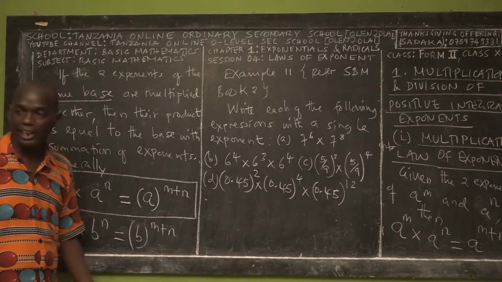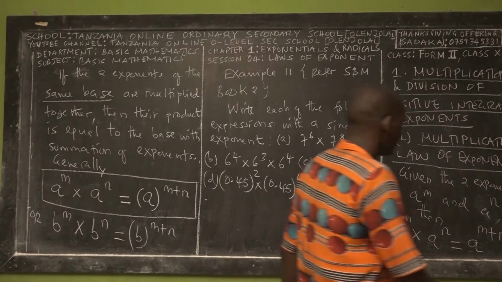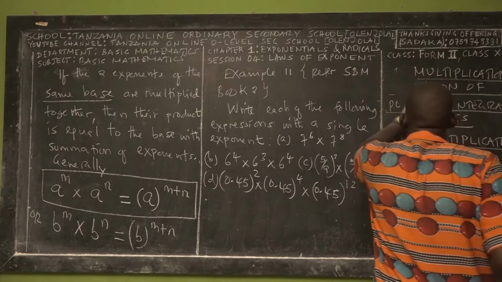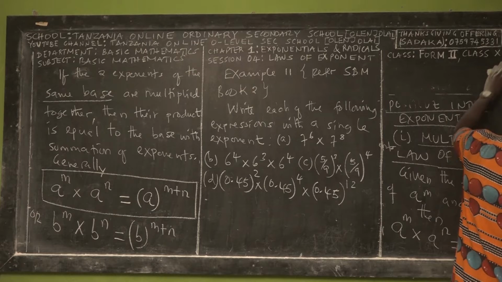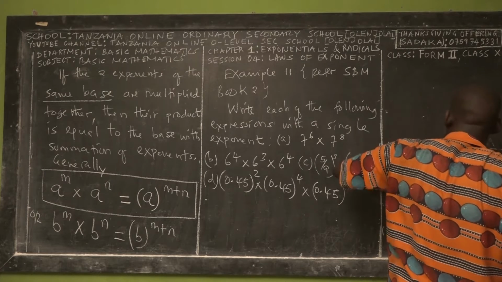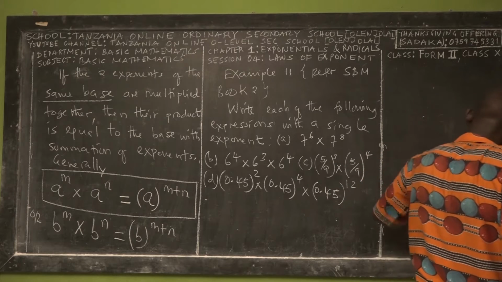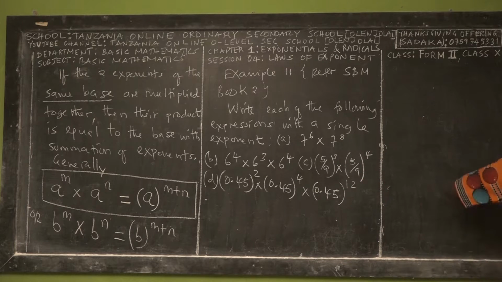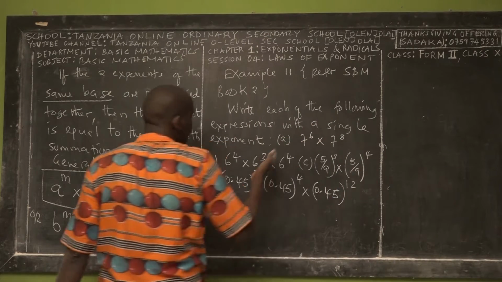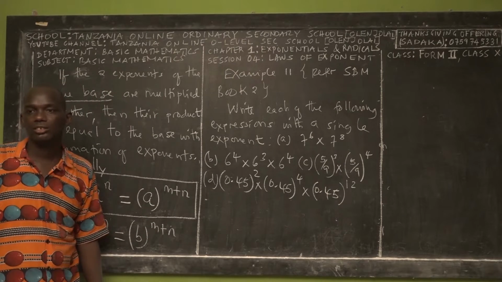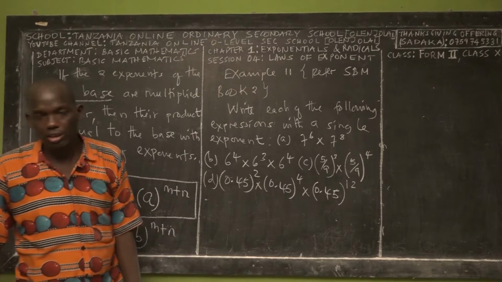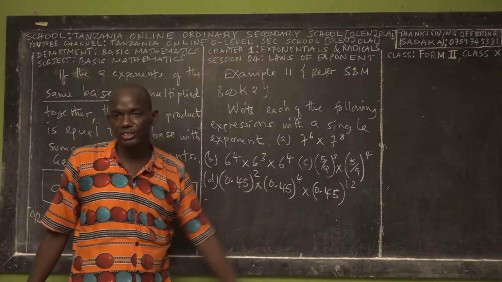So you can realize that this example tests your understanding of how you can employ the law of multiplication of exponents to answer the question. Let me repeat again. Example 11 asks you to write each of the following expressions with a single exponent. Is this a single exponent? No, this is two exponents, first exponent, second exponent.